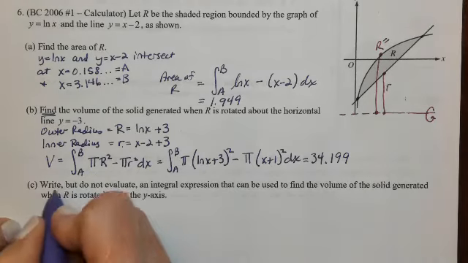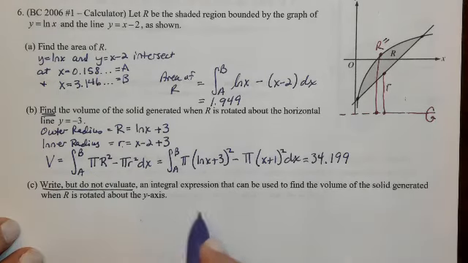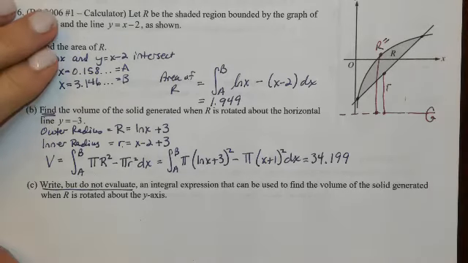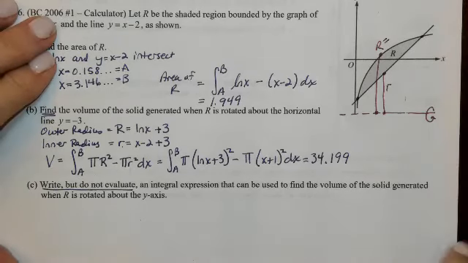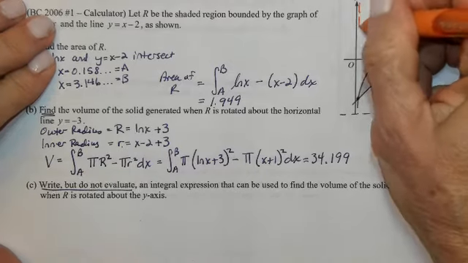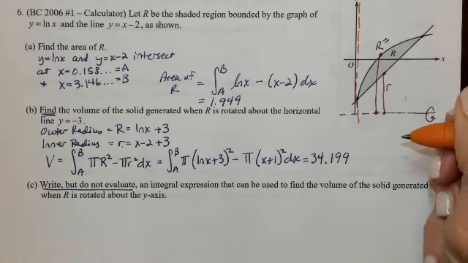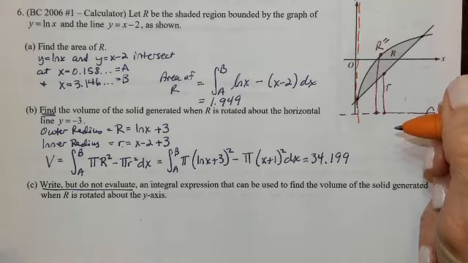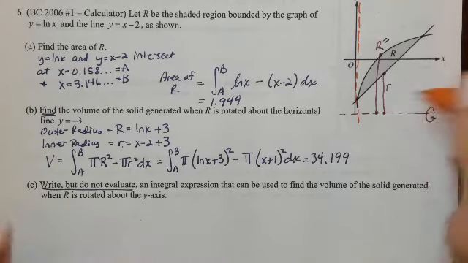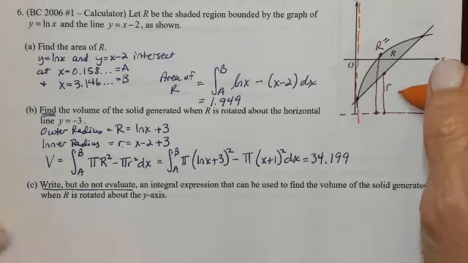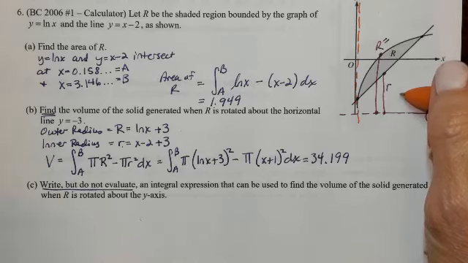Write but do not evaluate an integral expression that can be used to find the volume of the solid generated when R is rotated about the y-axis. So now we're going to take this guy and we're going to go around this y-axis. Well, there are two ways to do this. We can do the disc and washer method that we refreshed ourselves on, or you can do the cylindrical shell method. I think I'm going to do this in both ways.